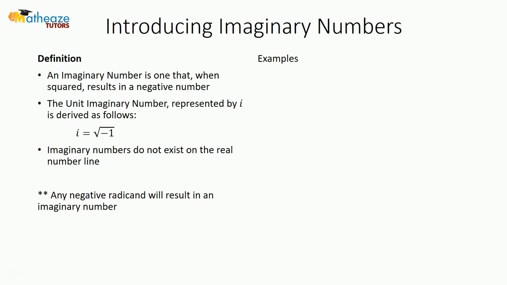So anytime you have a negative number as the radicand under the square root sign, you're going to end up with an imaginary number. For example, we have square root of -2. The fact that you have a negative number under the square root sign means you're going to end up with an imaginary number. Square root of -24, square root of -16, square root of -100. All these are going to lead to imaginary numbers.